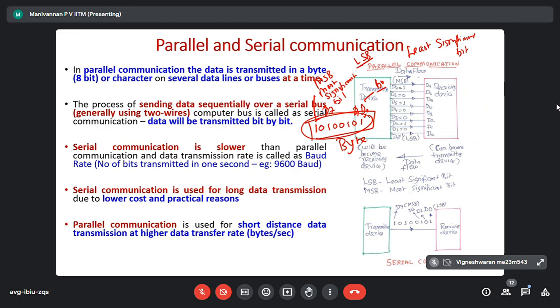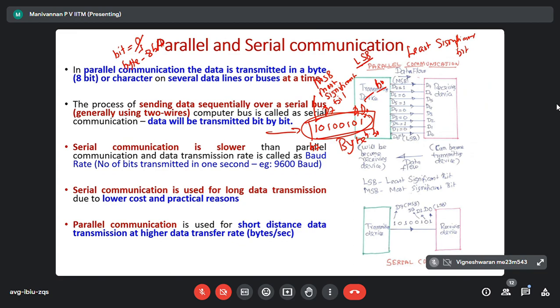In digital electronics, the smallest unit is a bit. A bit can have only two values, 0 or 1, true or false. A byte consists of 8 bits, bit 0 to bit 7, which we call B0, B1 to B7. When transmitting data, we call them D0 to D7. Generally, we call B0 to B7. A byte consists of 8 bits.